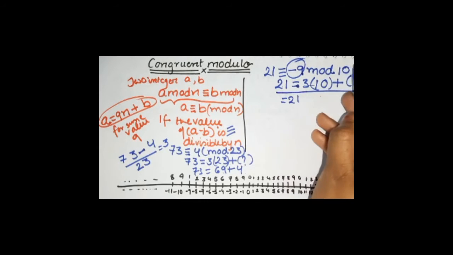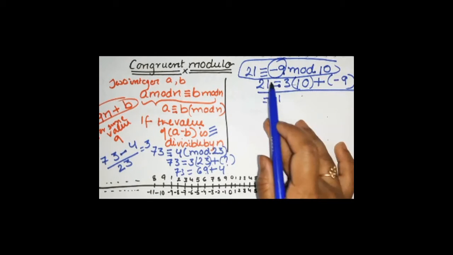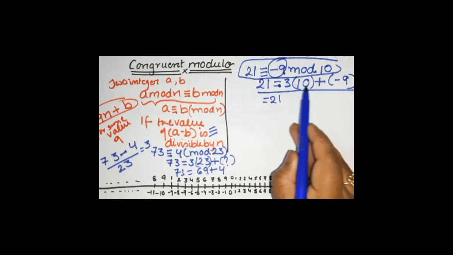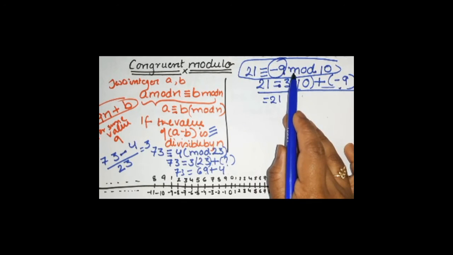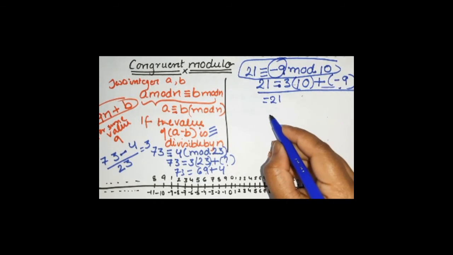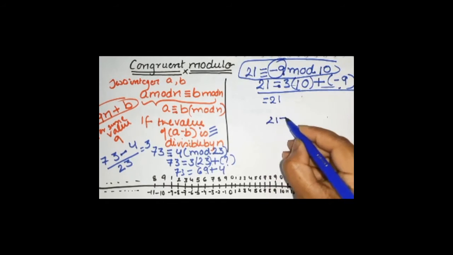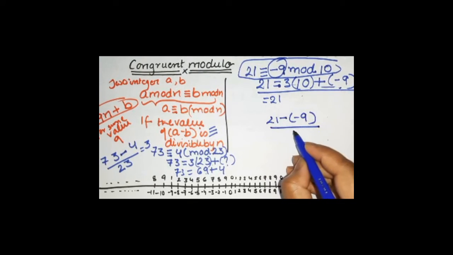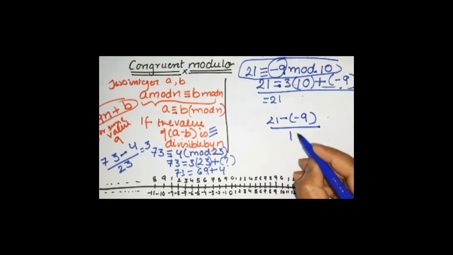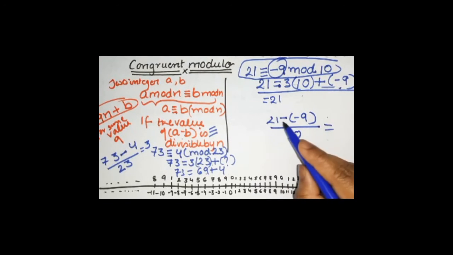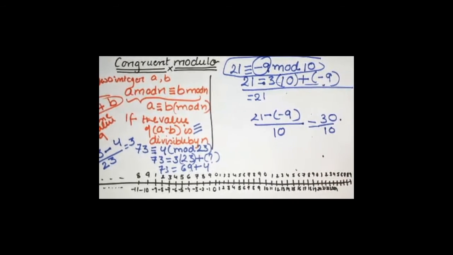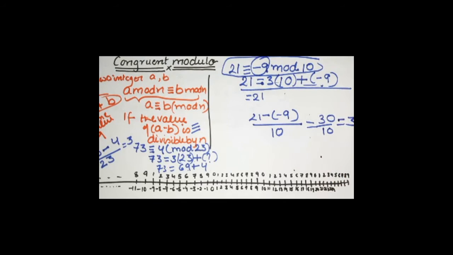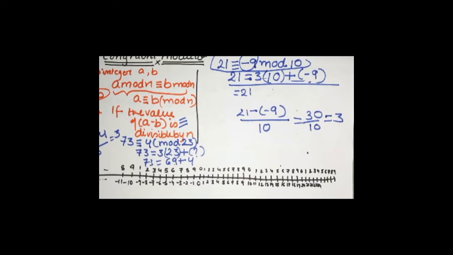Since you can write this expression equivalent to this, therefore you can say that 21 is congruent to minus 9. One more condition that must be satisfied is that a minus b, that is 21 minus minus 9, divided by n should give you a divisible number. So when 21 plus 9 is performed, you get 30. 30 by 10 gives you 3, right? So the condition is satisfied.